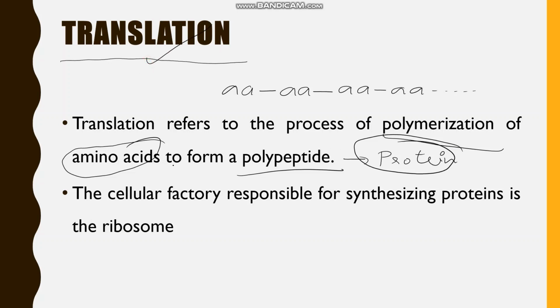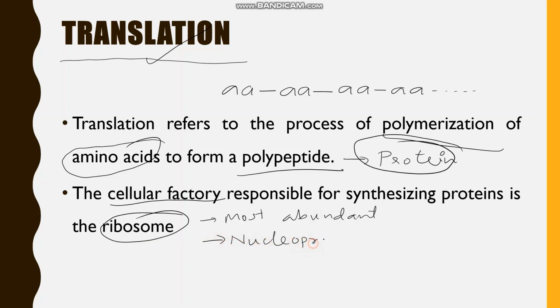Which cell organelle is responsible for translation? We have already studied this organelle in first PUC, that is the ribosome. The ribosome is called the cellular factory for the production of proteins, responsible for the synthesis of proteins. The ribosomes are the most abundant cell organelle in the cells, and they are basically known as nucleoproteins.